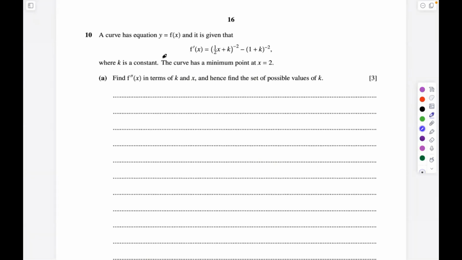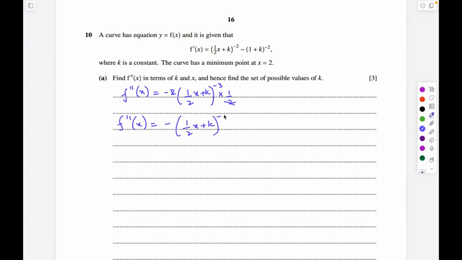Now, to find the double derivative, we'll differentiate the function for f dash of x. So f double dash of x will be minus 2, multiplied by the coefficient, so this will be minus 2 into (1 upon 2x plus k). The power will decrease by 1, so that will become minus 3. And we also multiply with the derivative of half x plus k, which is 1 upon 2. The derivative of (1 plus k) to the power minus 2 will be 0 as it is a constant. This 2 and this 2 will cancel out. So we can simplify the expression for f double dash of x as minus 1 upon (2x plus k) to the power minus 3.